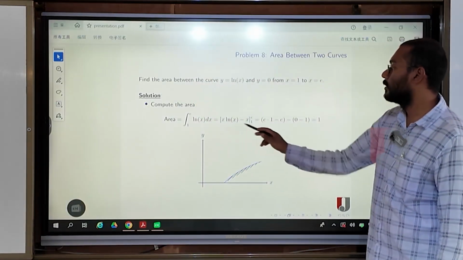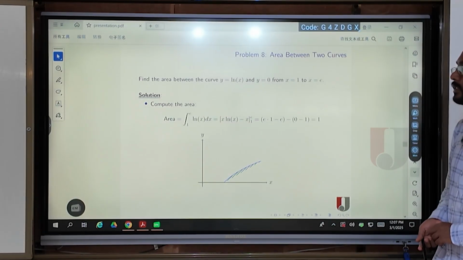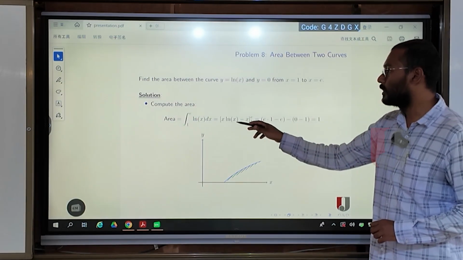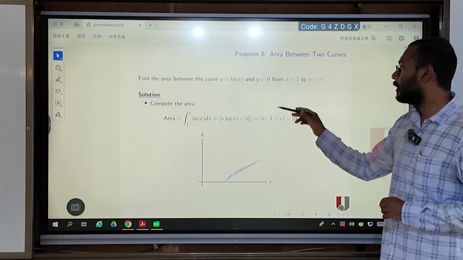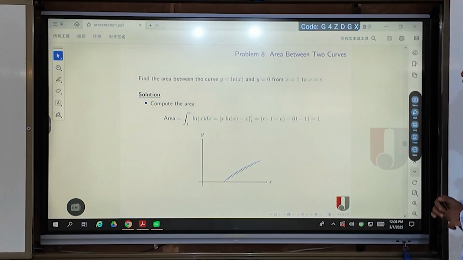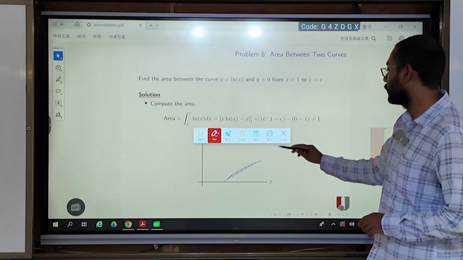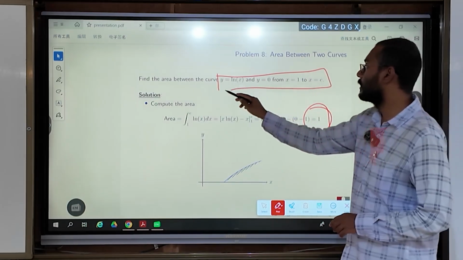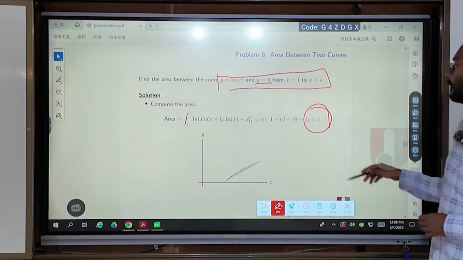Now, using that result, we directly write x log x minus x, with upper limit e and lower limit 1. Now we simply substitute. e into log e, whose value is 1, so e into 1 minus e, and log 1 value is 0, so 0 minus 1. Everything cancels, and the entire value comes to 1. That is the result: the area under y equal to log x and y equal to 0, from x equal to 1 to x equal to e, is 1.